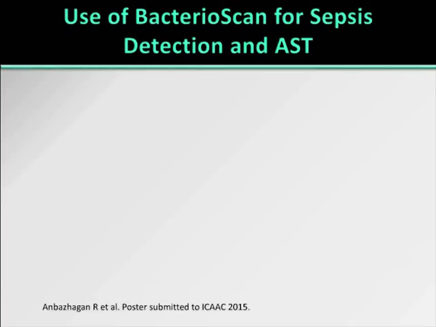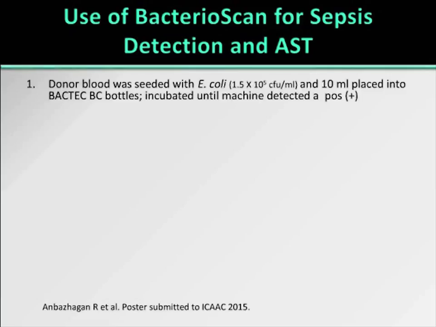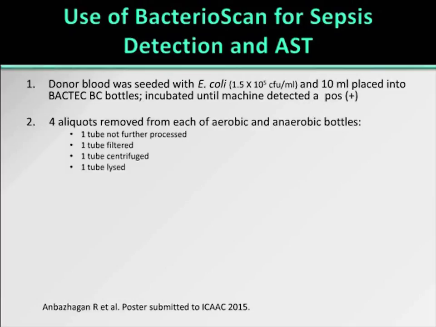In addition, some data has been submitted in a poster to ICAC 2015 for the use of BacterioScan for sepsis detection and susceptibility testing. Donor blood was seeded with E. coli at a level of 1.5 times 10 to the 5th CFU per ml, what would be expected in a bloodstream infection. And 10 mLs was placed into BacTech blood culture bottles, and they were incubated until a machine detected a positive, much as we would do in our laboratories.